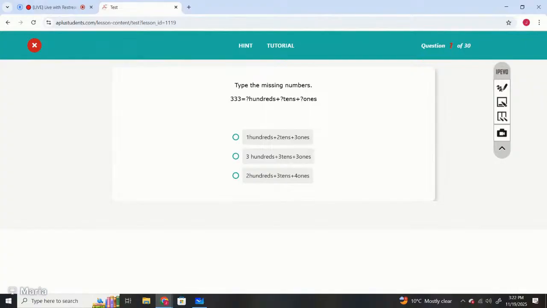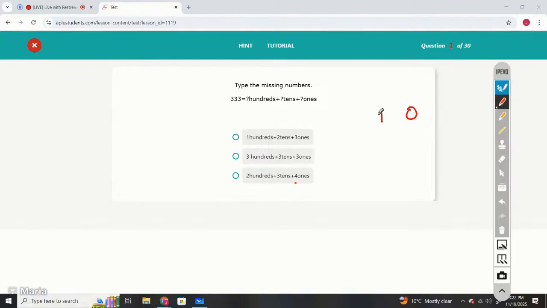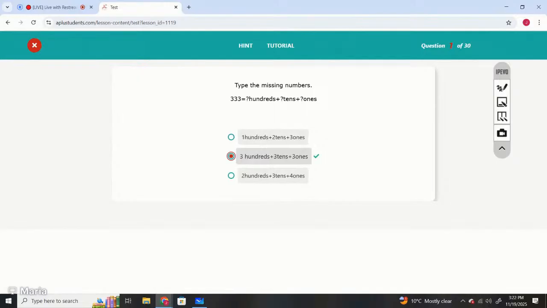Type the missing number. So we need to make a place value chart. We have ones, tens, and hundreds. 3 is the digit at the ones position, 3 at the tens, and 3 at the hundreds. So we have 3 ones, 3 tens, and 3 hundreds. The correct option is option number 2. We have 3 hundreds, 3 tens, and 3 ones.